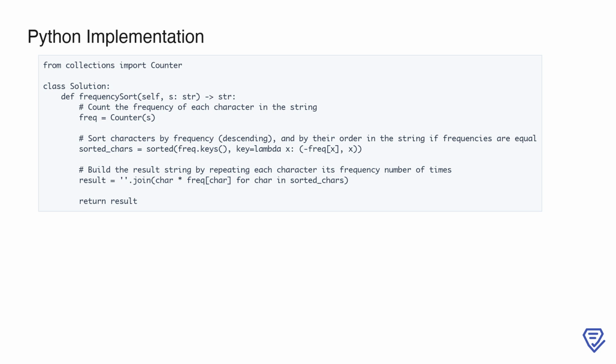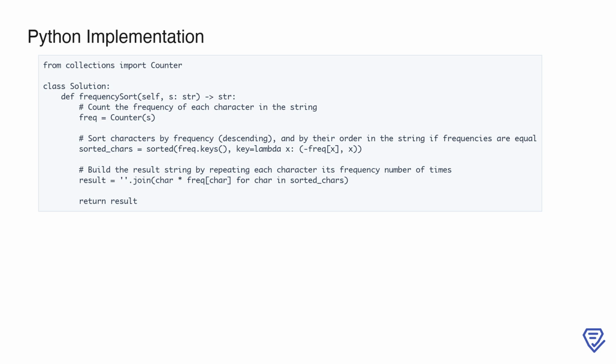2. Count frequencies. The frequency variable stores the frequency count of each character in the input string. For example, if the input is tree, frequency will be t:1, r:1, e:2. 3. Sort characters. The sorted function is used to sort characters based on two criteria. Primary criterion, characters are sorted by their frequency in descending order, using the key negative frequency of x. Secondary criterion, if two characters have the same frequency, their original order of appearance is used, ensured by the stable nature of Python sort.